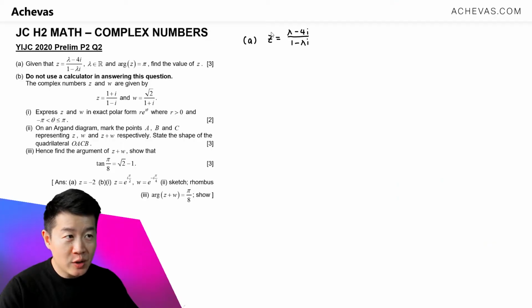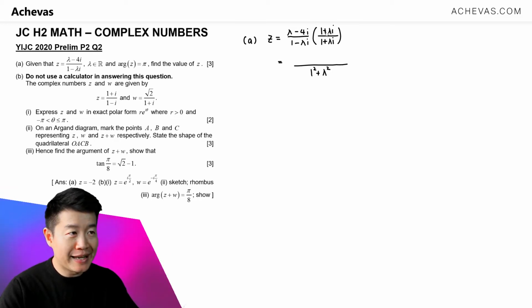For part A over here, what we want to first do is to rationalize z. So I'm going to multiply the numerator and the denominator by the conjugate of the denominator, which is 1 plus lambda i. So I'll multiply this in the numerator and the denominator. For the denominator, we will be obtaining 1 squared plus lambda squared. As for the numerator, let's expand this.